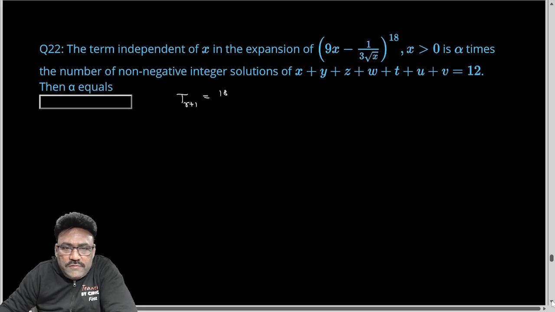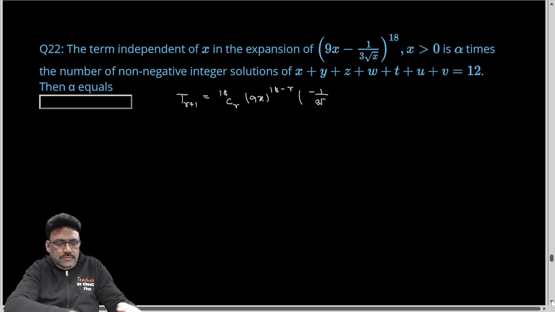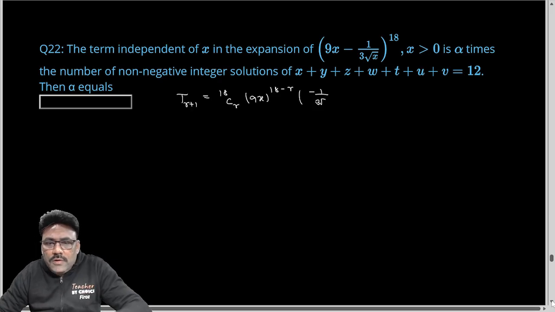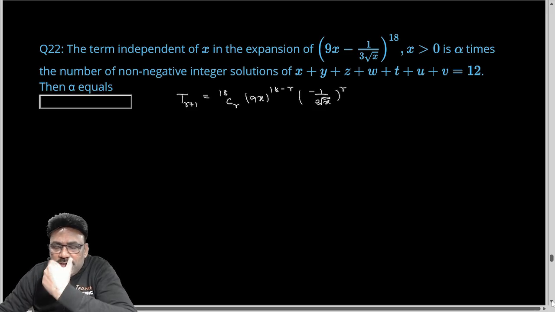So it is 18Cr (9x) raised to 18 minus r, times (minus 1 by 3 root x) raised to r. Let me repeat: 18Cr (9x) raised to 18 minus r, times (minus 1 by 3 root x) raised to r.